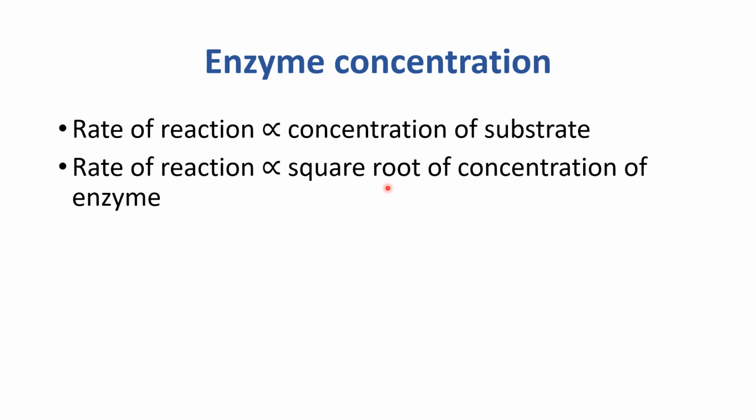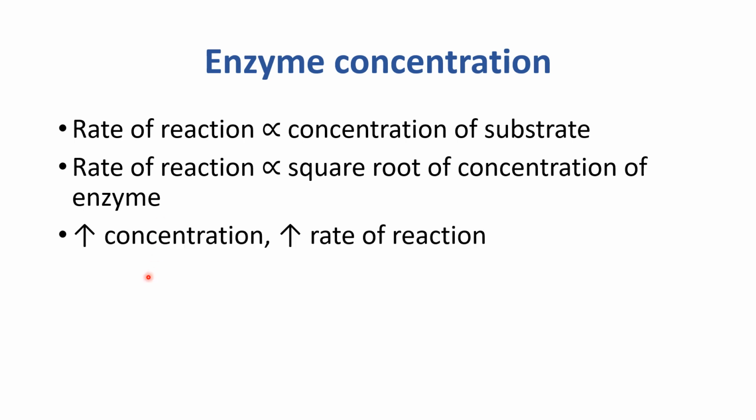So if substrate increases 49 times, the rate of reaction will also increase 49 times. But if the concentration of enzyme increases 49 times, the rate of reaction will increase 7 times. So if there is increase in concentration, there would be increase in the rate of reaction.